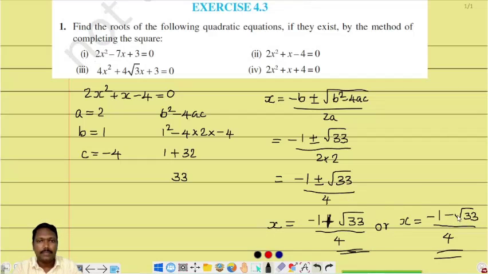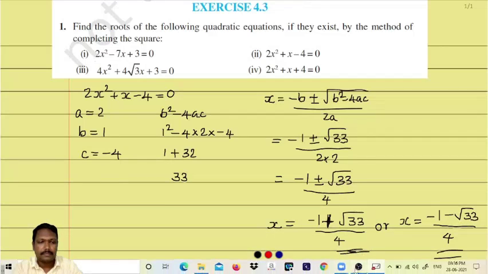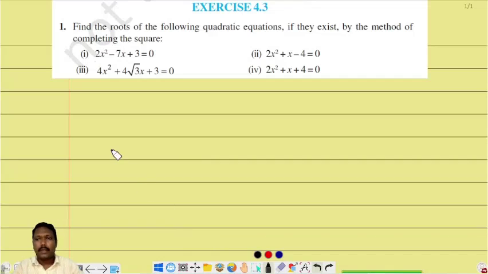Okay children. Okay, now let us do question number 3. What is the third question? Third question: 4x squared plus 4 root 3 x plus 3 is equal to 0.